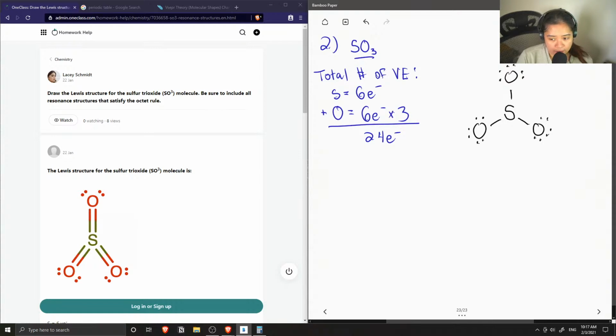Okay, so if I count out how many electrons I have in this structure, where each bond contains 2 bonding electrons, then you'll see that I already have my 24. But my sulfur doesn't have a full octet yet, so I'm just going to bring a pair of electrons down to form a double bond, like so, and we get the following structure.